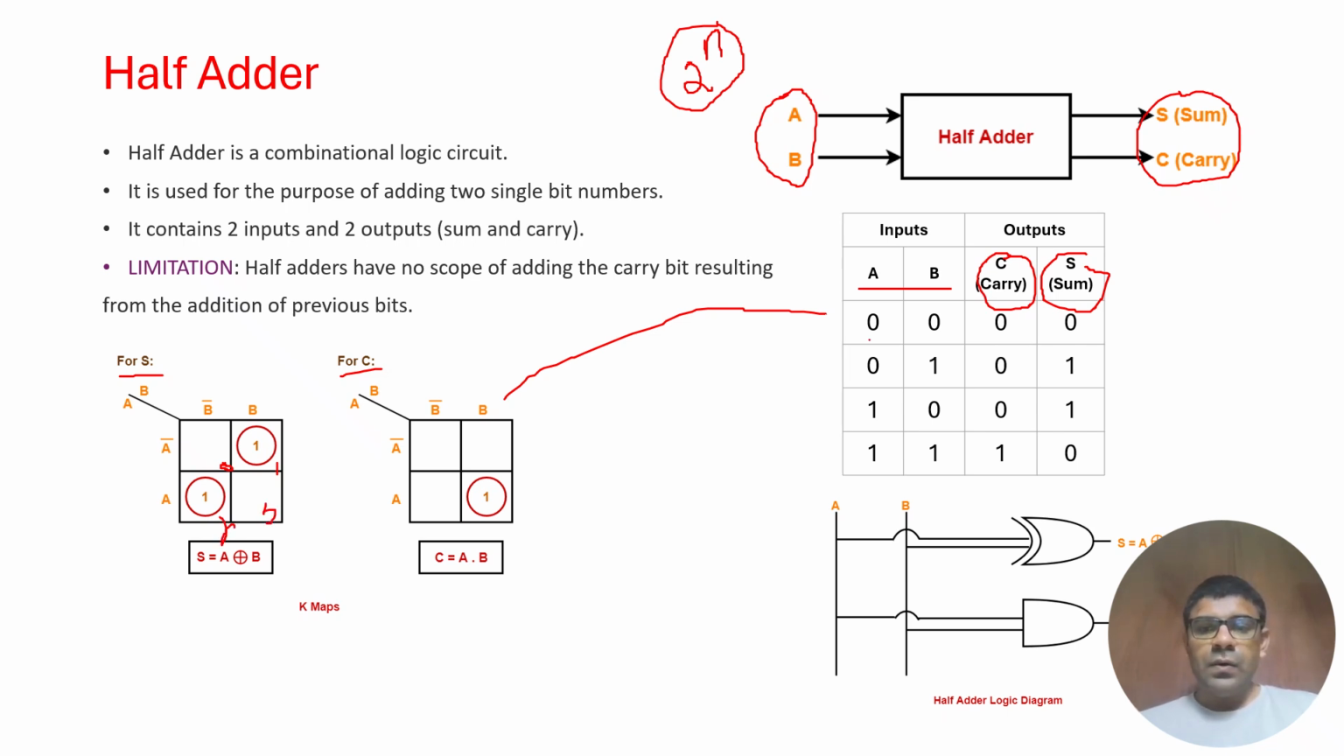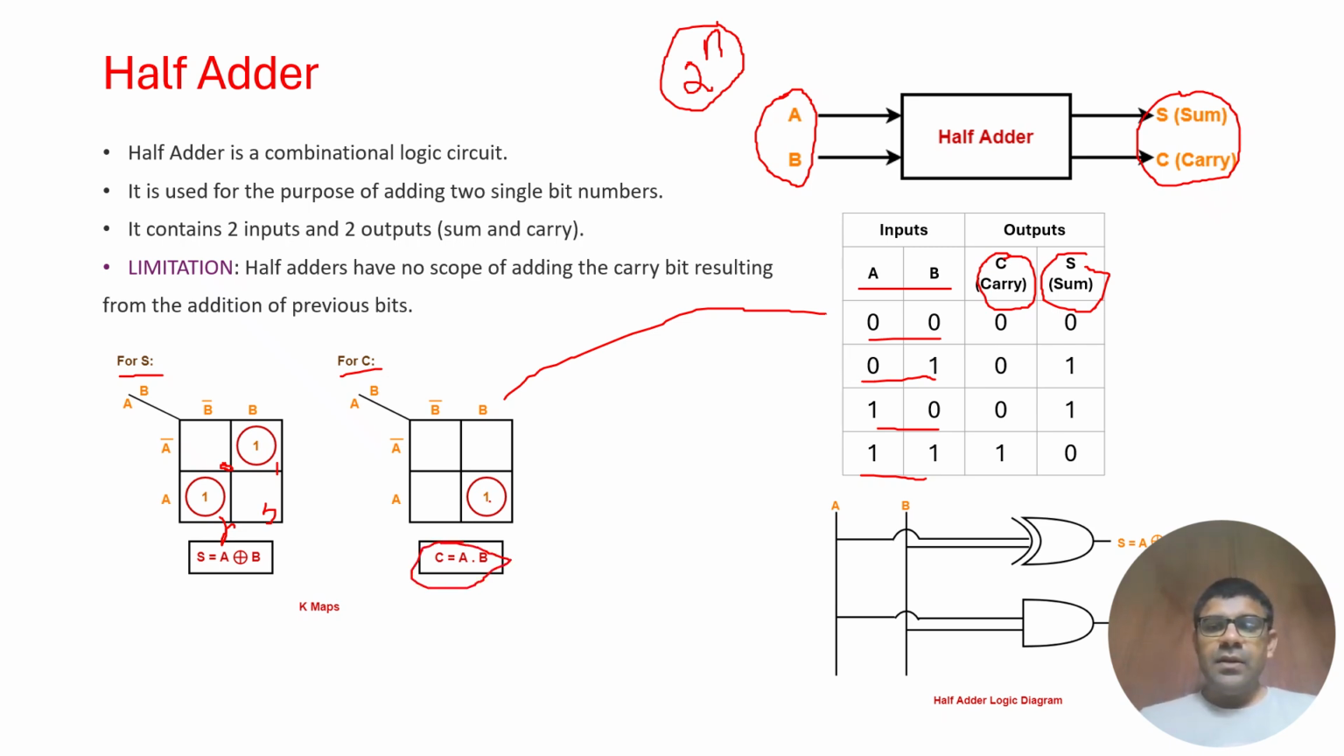For 0 0, the output is 0, so no need to fill in 0 values. Next for 0 1, the output is 0. Under carry, the output is 0. Then for 1 0 it's 0. Then for 1 1 it's 1. So under carry, we have only a single one. Just map that as a single-variable mapping, group it. Then based on the grouping, we can write the answer as AB for carry. So the simplified expression for carry is A into B.